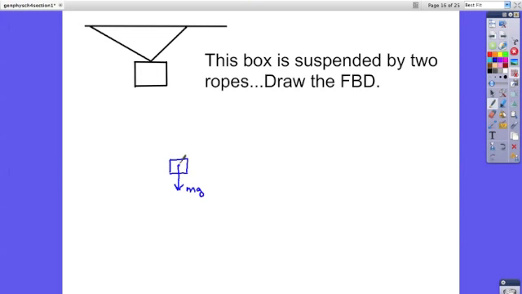And so I'll draw one tension, and I'm going to label it T1. And then I'll draw the other tension, and it's off at a different angle. So, well, let me undo that. I didn't quite get it off at a different angle, did I? And that'll be T2. And those are the only forces acting on the box. Okay, I think that's it.